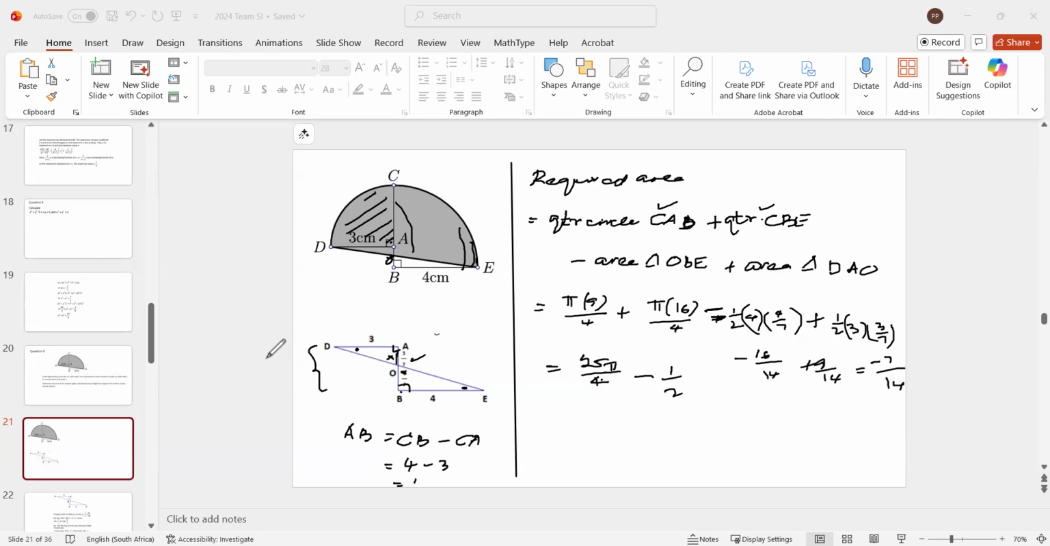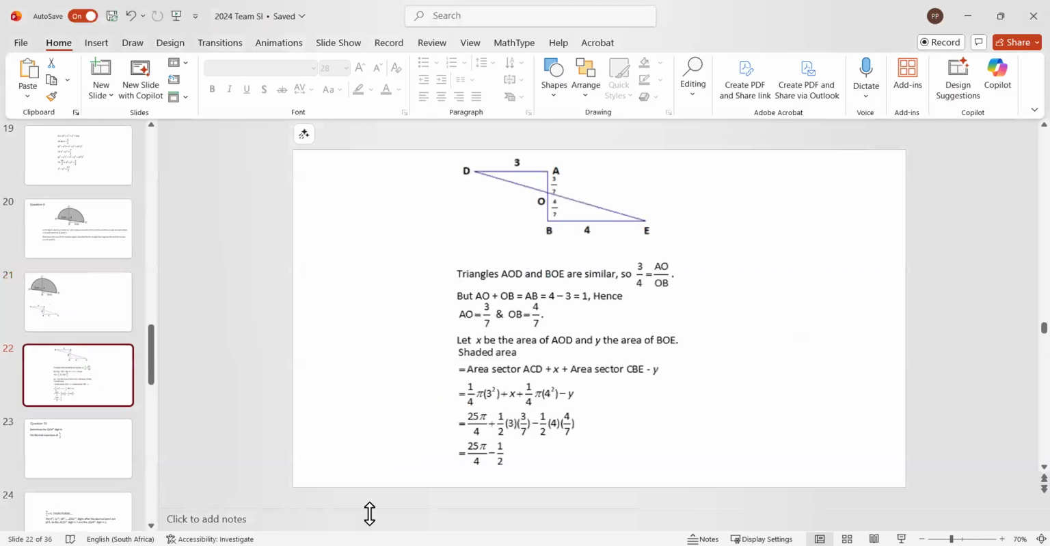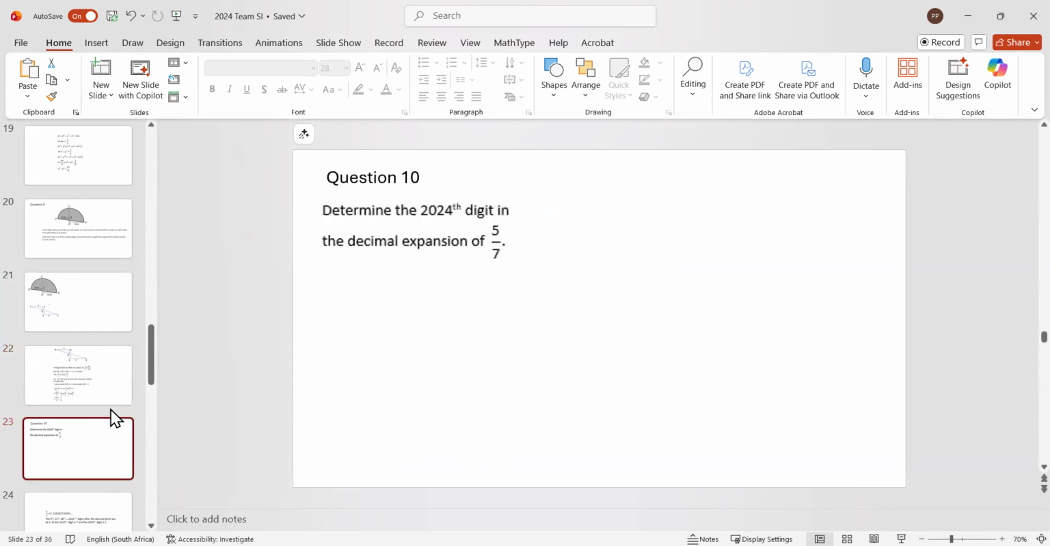So the answer is 25 pi over 4 minus a half. Let's just check to see whether my previous calculation is the same. 25 pi over 4. All right, there it is, right at the end. You've got 25 pi over 4 minus half. If you didn't understand what I said, you can look at this. It's all nicely, neatly typed out, and you can come to the same answer.